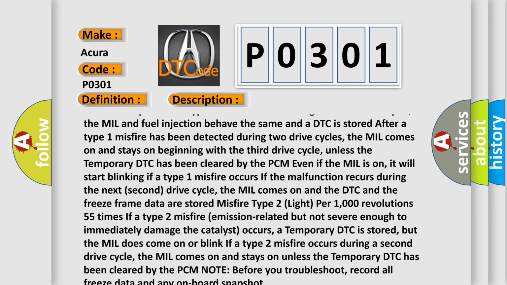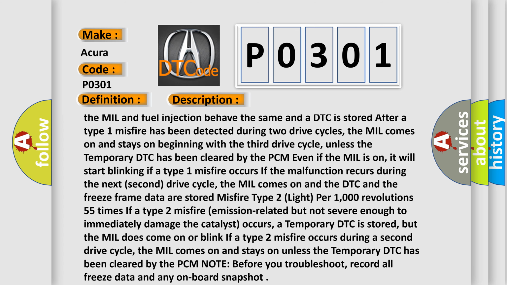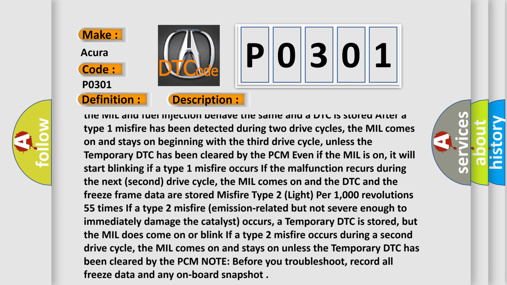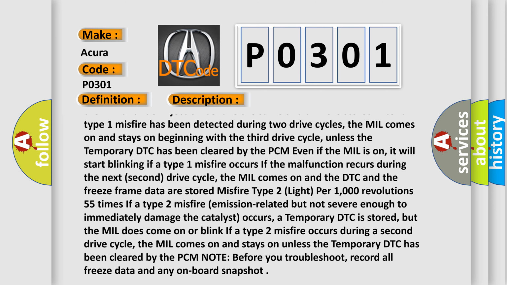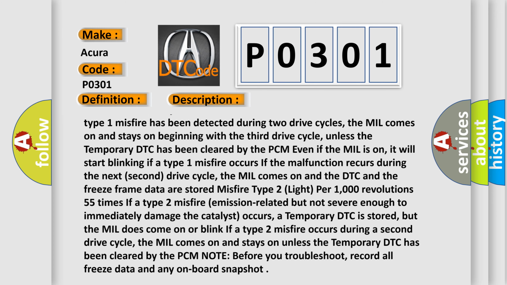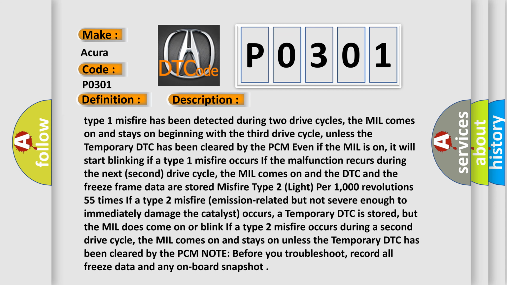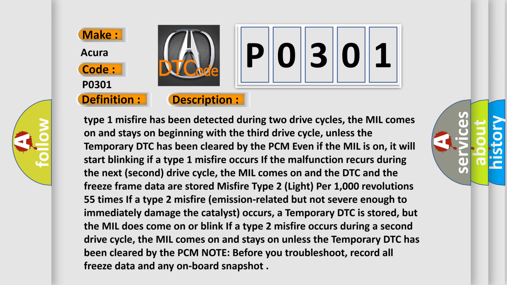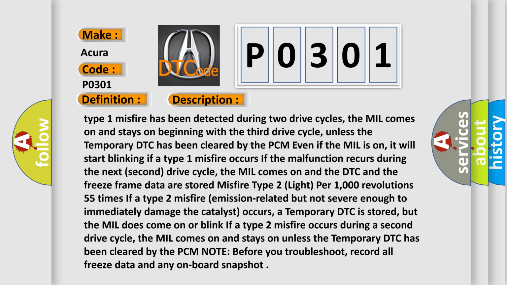frame data are stored. Misfire Type 2, light, per 1000 revolutions 55 times. If a Type 2 misfire, emission-related but not severe enough to immediately damage the catalyst, occurs, a temporary DTC is stored, but the MIL does not come on or blink. If a Type 2 misfire occurs during a second drive cycle, the MIL comes on and stays on unless the temporary DTC has been cleared by the PCM. Note: before you troubleshoot, record all freeze data and any onboard snapshot.